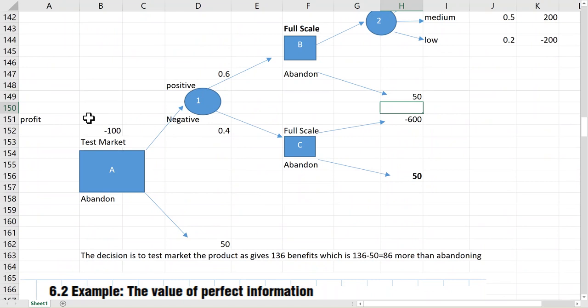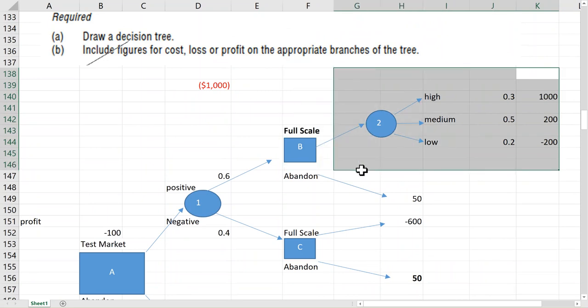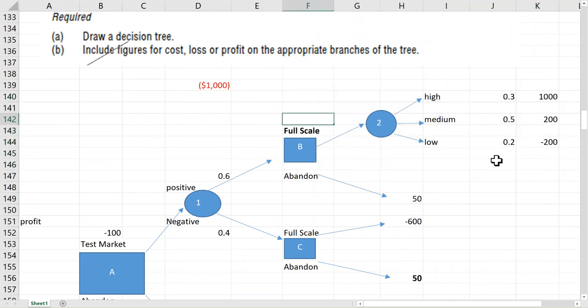Remember, the tree is made left to right, the decision is made right to left. So we will start from the furthest branch and see whichever has the highest outcome. Let's look at the outcome of full scale. There are different outcomes with different probabilities, so we will see what the average outcome is. The average outcome here is 360, and if we abandon it, it is 50. So which one will you decide on? Obviously 360.